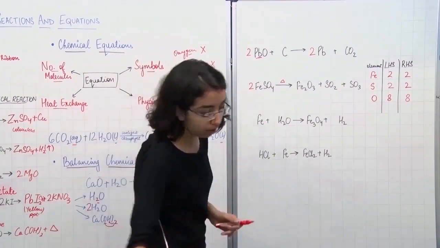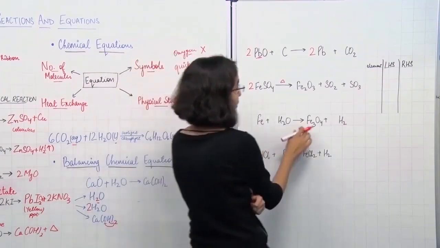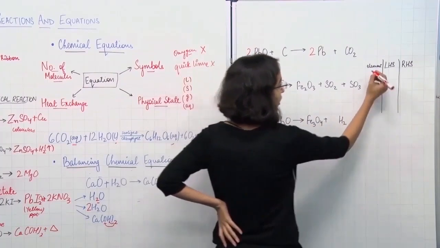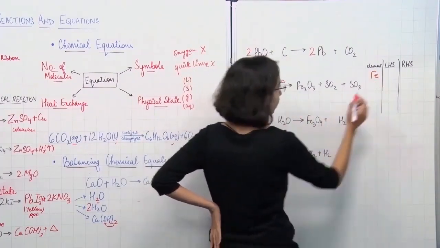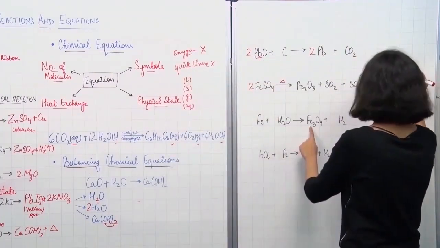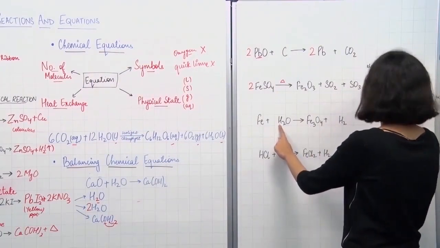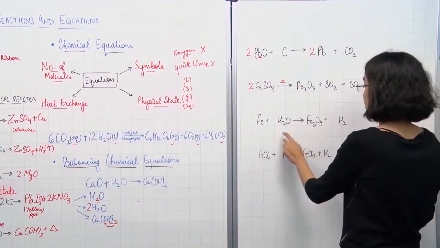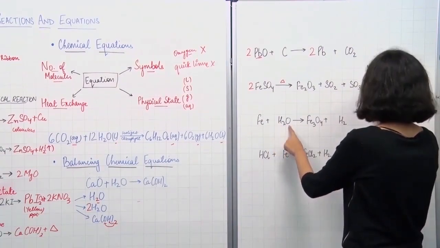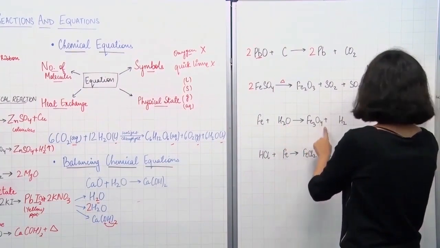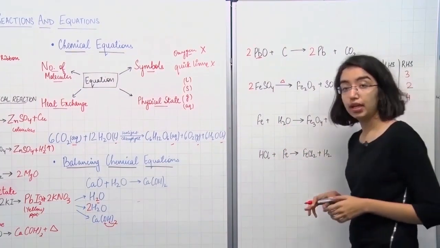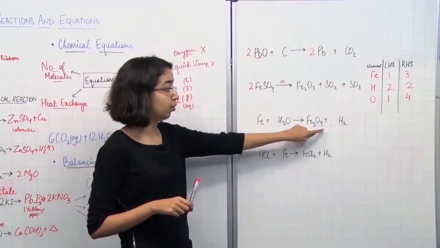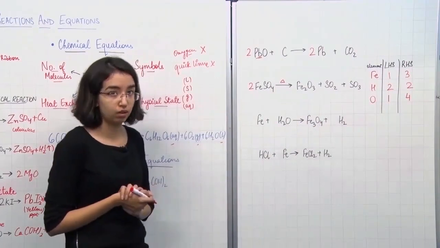Let's do another example. We have iron reacting with water to form iron oxide and releasing hydrogen gas. We have 1 iron in the reactant side but 3 here. We have 2 hydrogen here and 2 hydrogen there. We have 1 oxygen and we have 4. So as I said before, oxygen is the one which has the maximum imbalance, so we will start with balancing out the oxygen first.